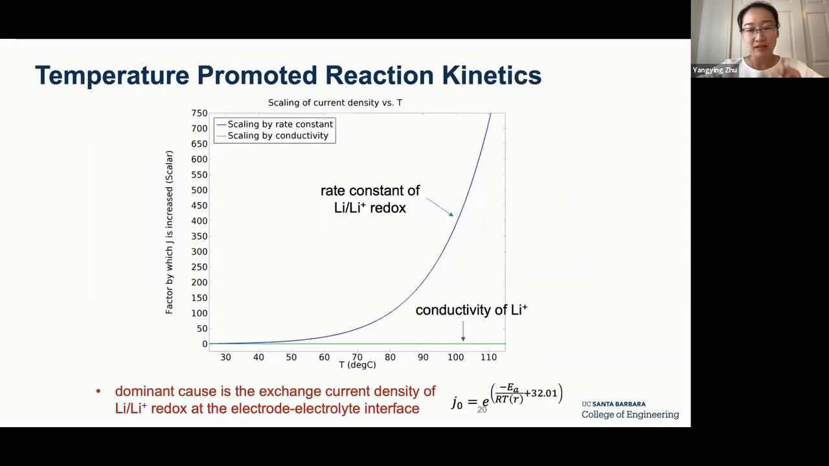And so to really understand why, we modeled the diffusion of lithium inside the electrolyte, as well as the reaction of lithium redox on the electrode surface. And we found that temperature basically impacts the reaction more severely. So this enhanced kinetics at higher temperature is really causing the local over-deposition of lithium.